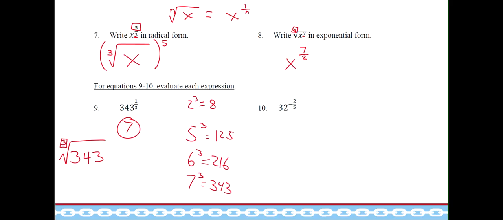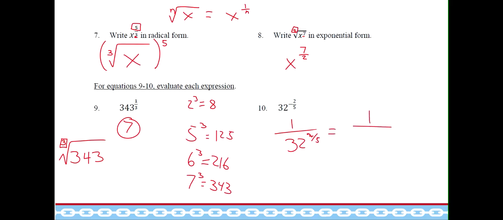So for number 10, 32 to the negative 2/5 power. I'm going to deal with that negative right off the bat. I know that negative exponents are on the wrong side of the fraction bar. So I have 1 over 32 to the 2/5 power.